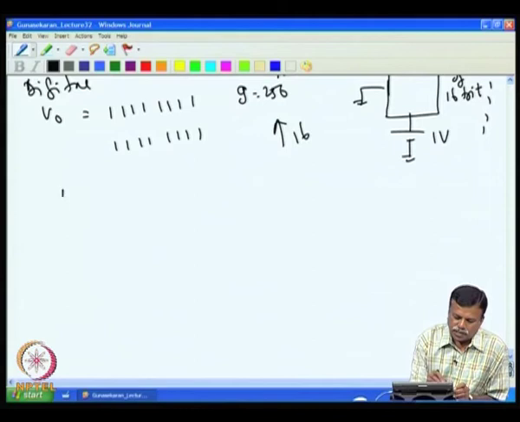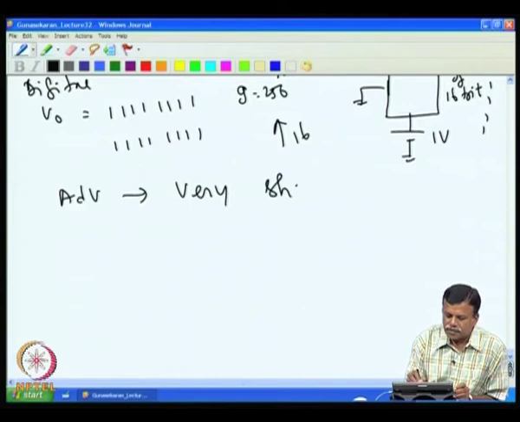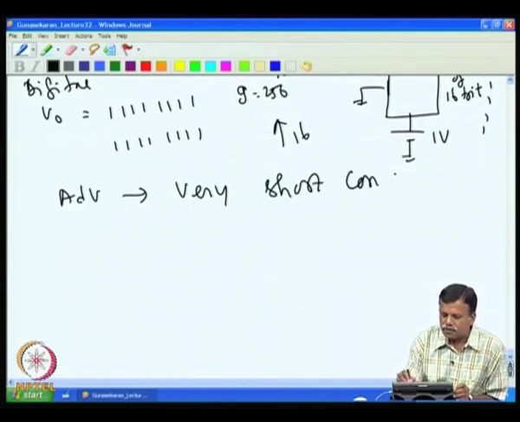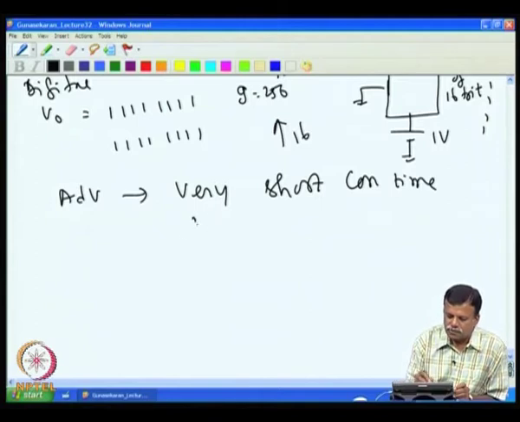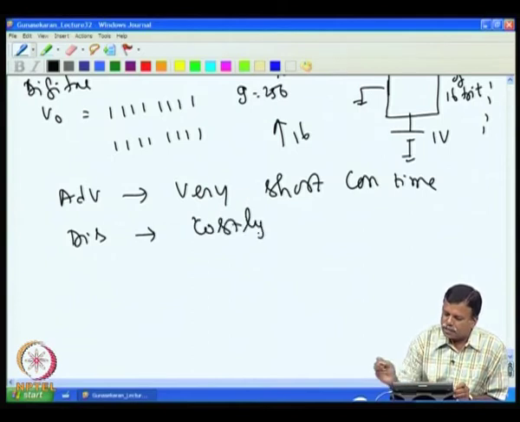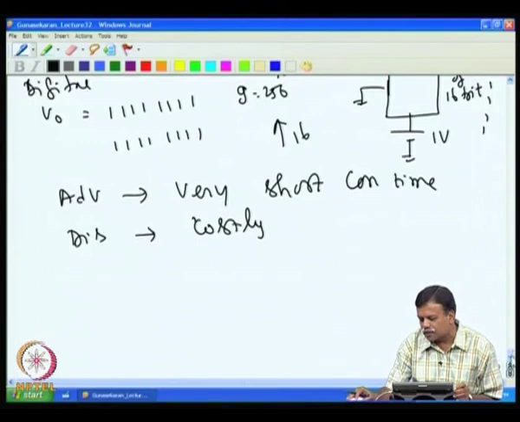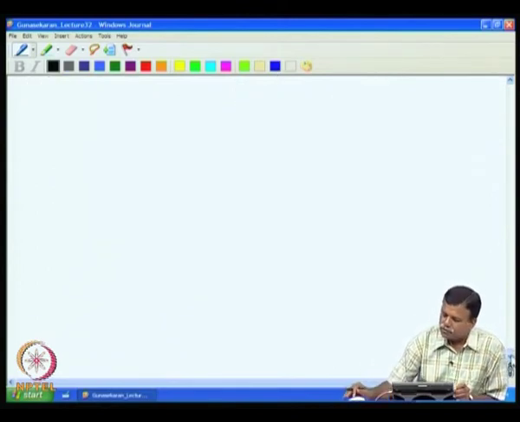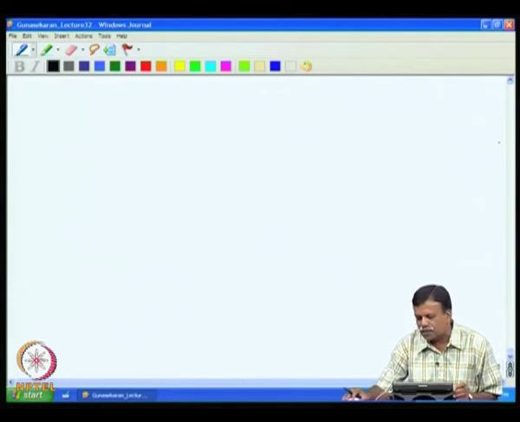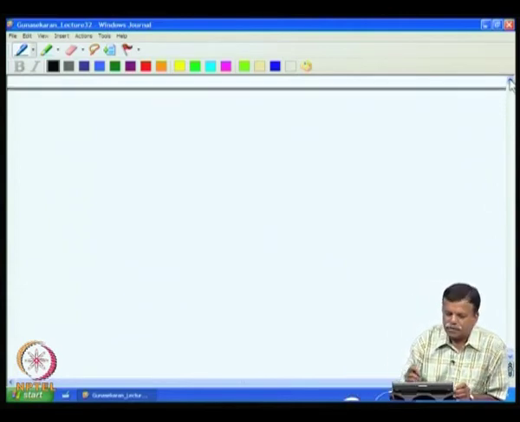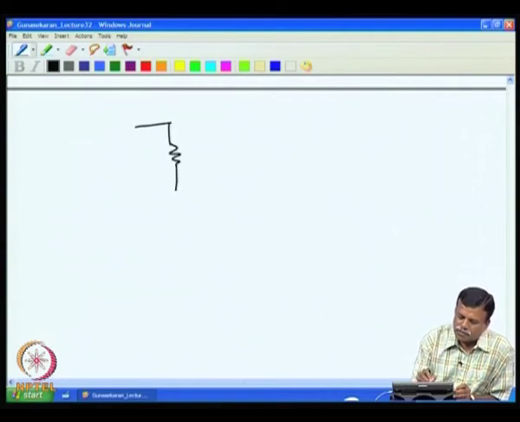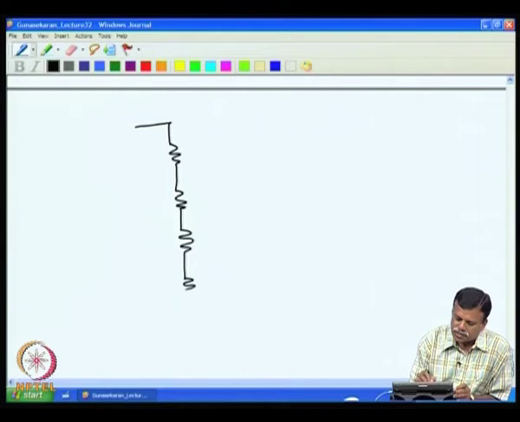So, the advantage is very short conversion time, the flash ADC's short conversion time, but it is costly. Then the other major disadvantage is that the input voltage is divided by so many resistors, and then we are also putting so many comparators and comparing with the reference.